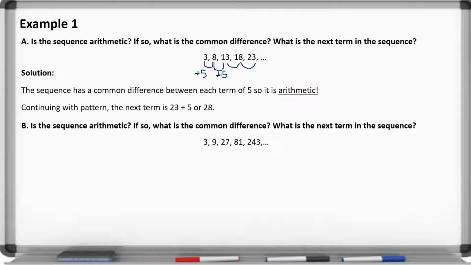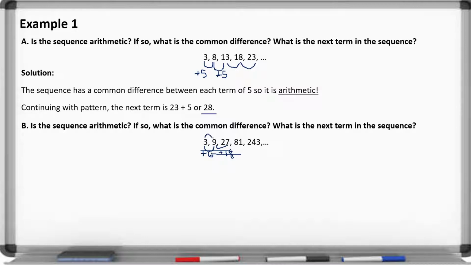So continuing with the pattern, if we add 5 to 23, we're going to get 28 as our next term in the sequence. So for part B, we want to determine if it's arithmetic as well. So notice to get from 3 to 9, I have to add 6. If I get from 9 to 27, I can't add 6 to get to 27. I had to actually add 18 to get to 27. So clearly this is not the pattern in the sequence.